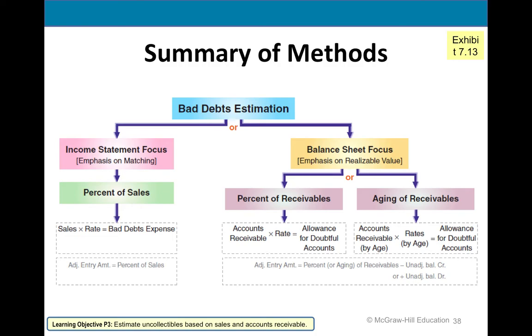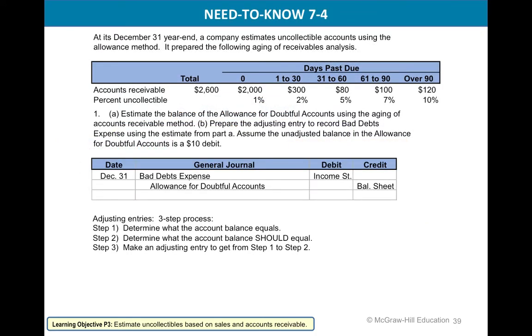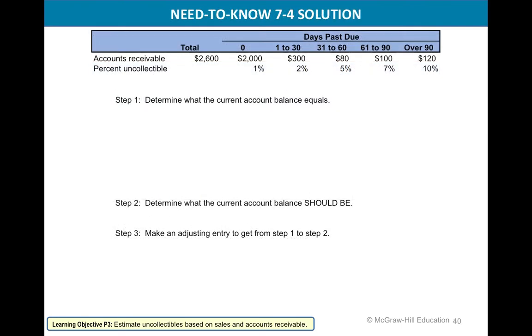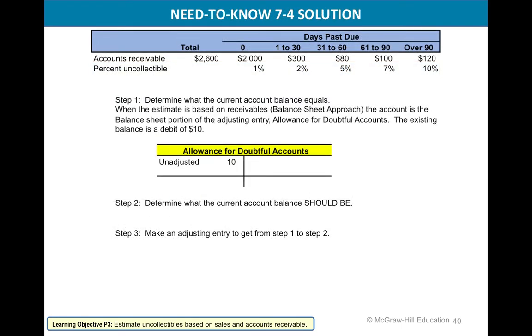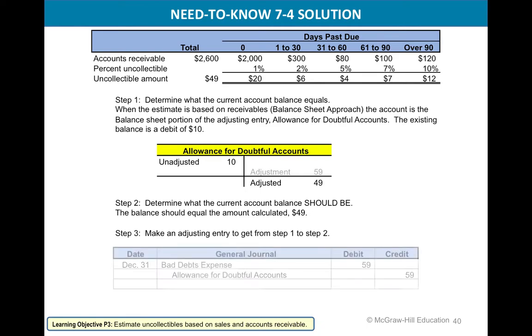And a summary of methods here. Give an example here. And again, bad debt expense, remember, that goes on the income statement. It's an expense. Allowance for doubtful accounts, that's going to go on the balance sheet. So again, first things first, it says here, you have a debit balance, $10. Remember, we cannot have a debit balance. Now, when we do our method here, it says it should be $49. So you want to add them together. Then the straightforward entry, debit bad debt expense, credit allowance for doubtful accounts.